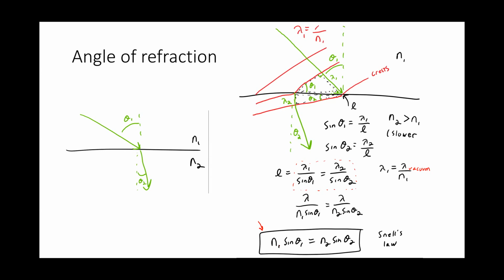And the idea is that if a wave is approaching a medium in which it's going to slow down, the wave velocity is going to bend towards that normal. If it's going from slower to faster, it's going to bend away from that normal.